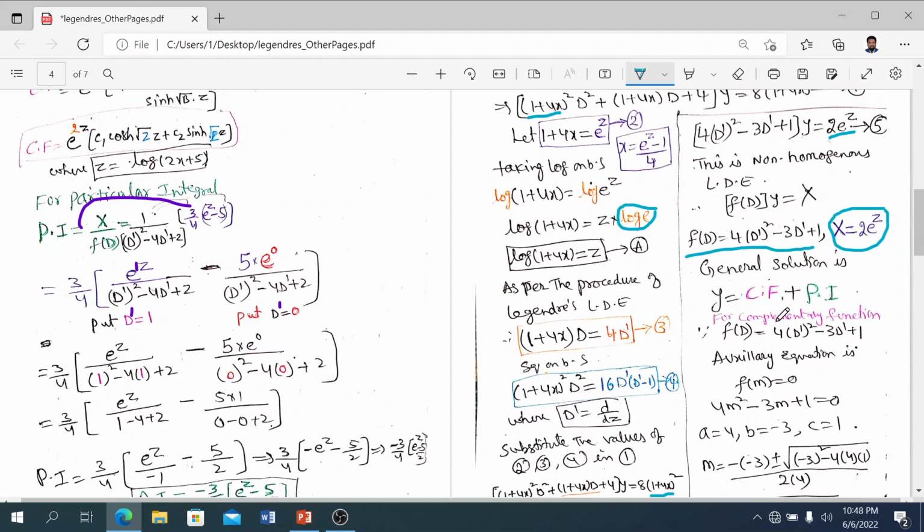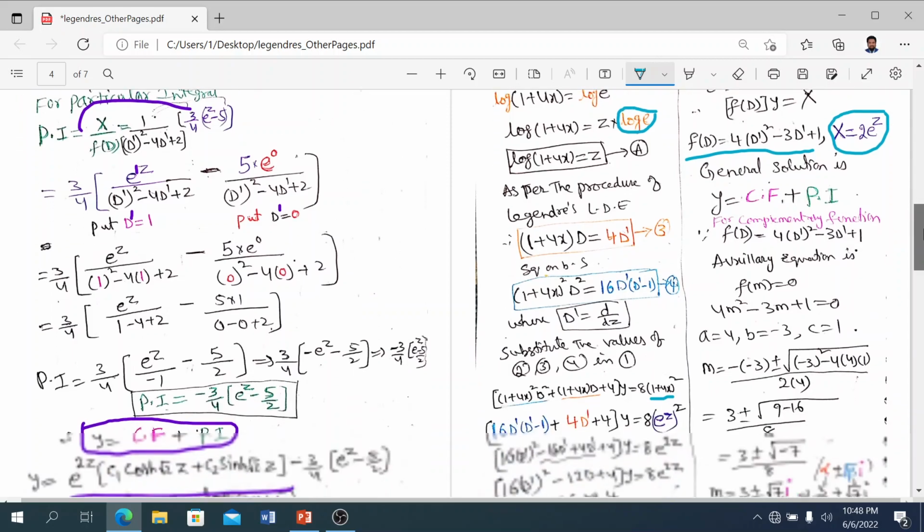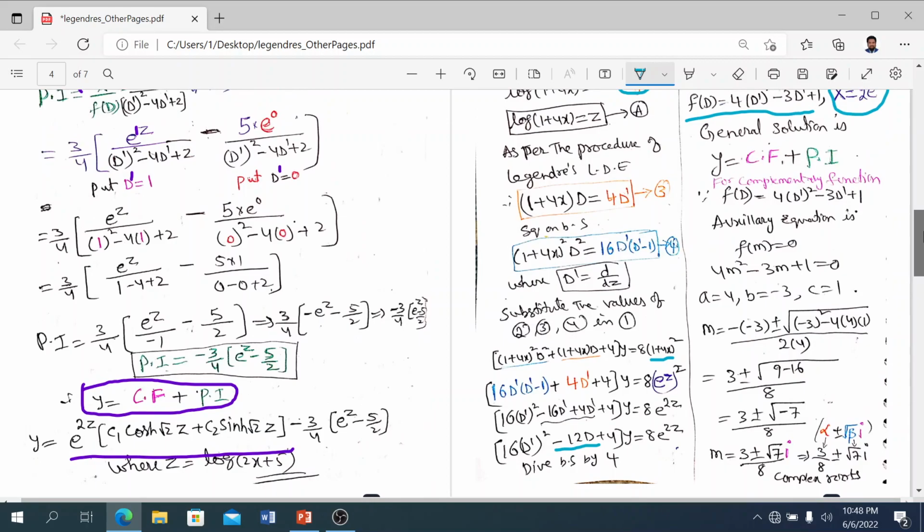First we will solve the complementary function. This is our f of D. Auxiliary equation is f of m equal to 0. Wherever D' is there, substitute m. So this a value is 4, b is minus 3, c is 1. So root formula, m is equal to minus b, b means minus 3, plus or minus root of (minus 3) whole square minus 4 into c, c means 1, by 2 into a, 4.